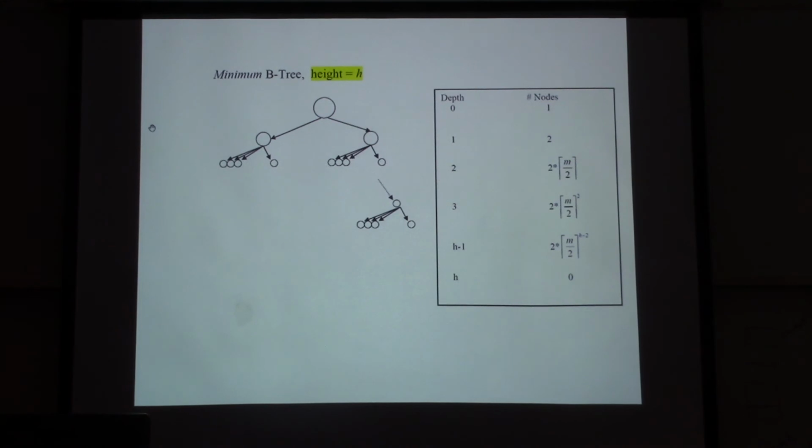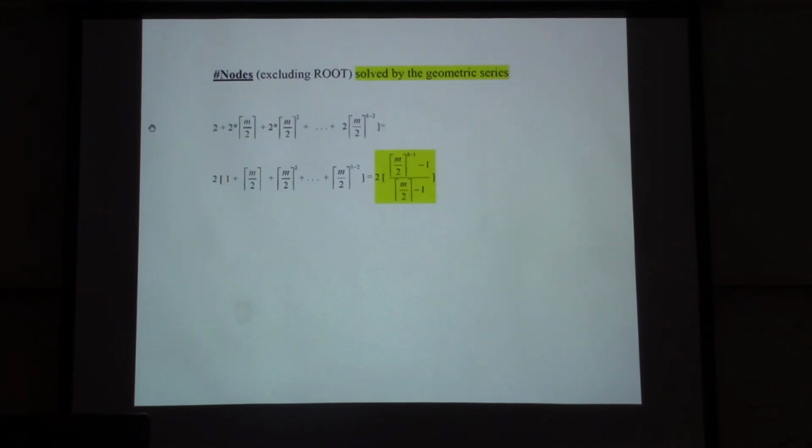It's 1. I will add it later. It's just inconvenient for my summation. So I want 2 times ceiling of m over 2 to the power of i. And notice, what's the power of the ceiling of m over 2 here? 0, 1, 2, all the way down to h minus 2. So I will let my summation go: this is going to be 2 times ceiling of m over 2 to the 0, to the 1, squared, up to h minus 2.